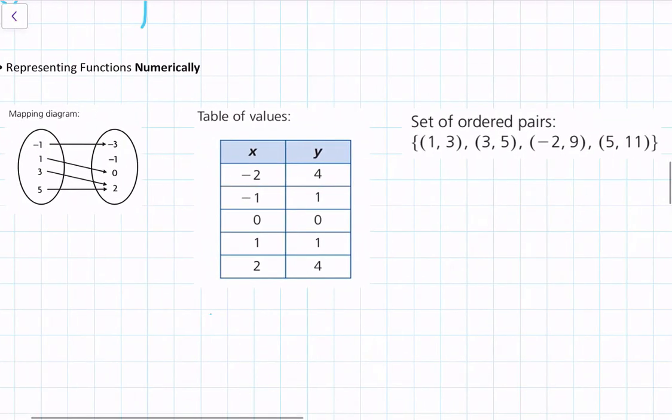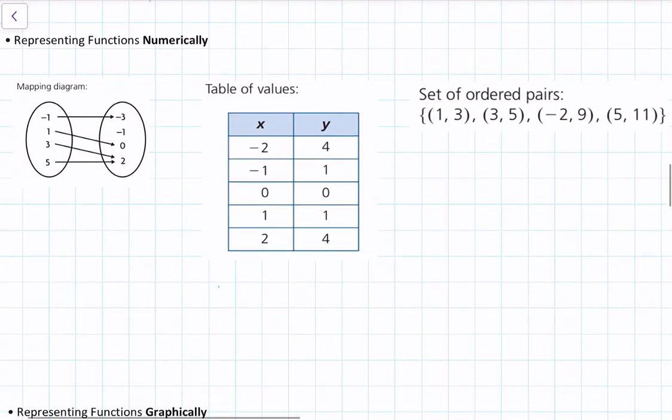Okay, so now we can talk about representing functions numerically. There are three main ways you can represent a function numerically. The first one is a mapping diagram. What it means is that the numbers on the left correspond to your x values, or your independent variable, and the numbers on your right correspond to your dependent variable, or your y value.